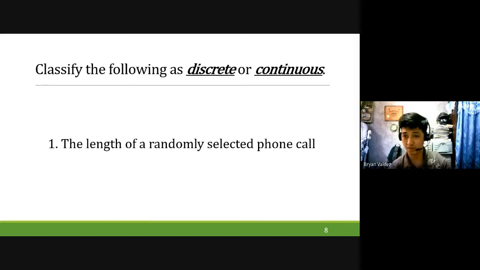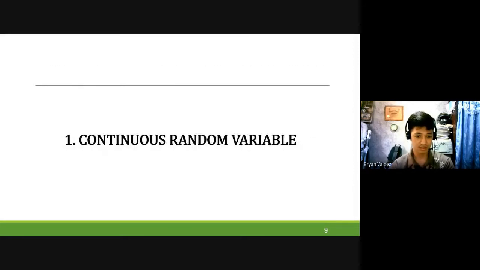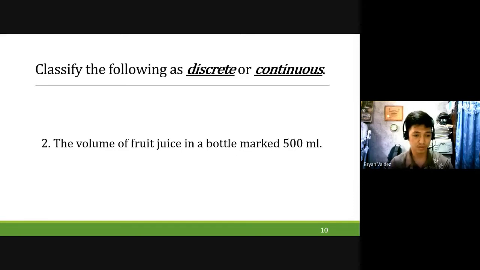Okay, so most of your answers are, yeah, it is infinite. So ano dapat yung term na dapat natin gamitin? It is continuous. Be mindful of the spelling, continuous. Okay, so the answer for number one is continuous random variable. Okay, next, number two, the volume of fruit juice in a bottle marked 500 ml.